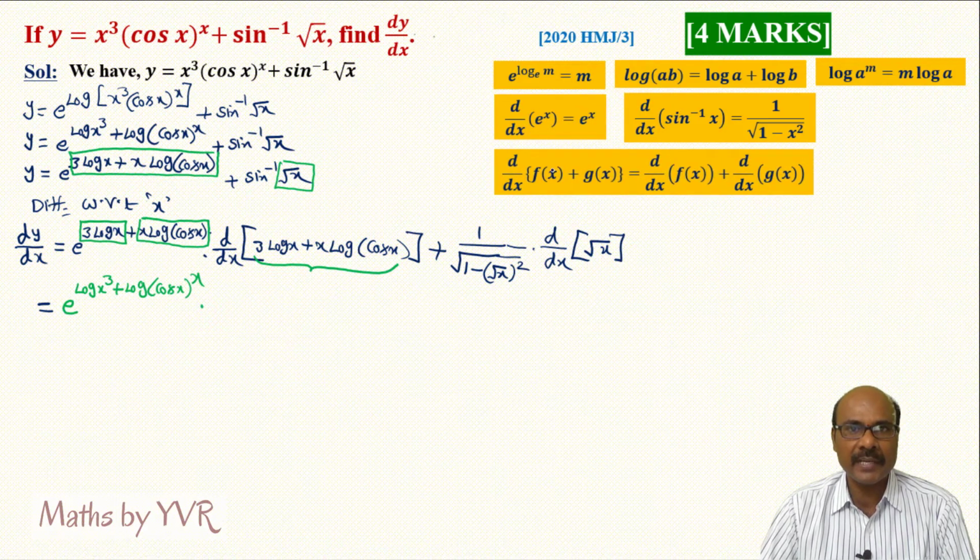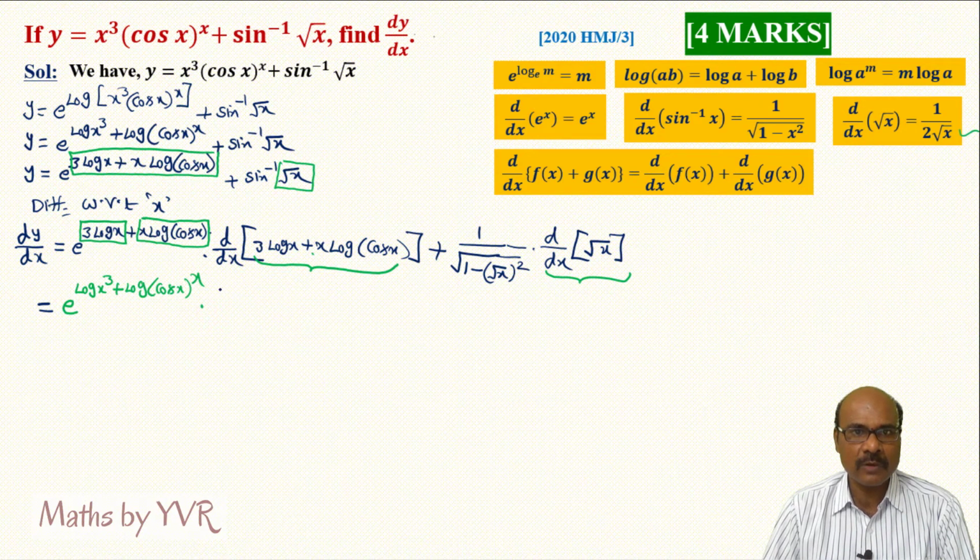So we have a property: d by dx of f of x plus g of x is equal to d by dx of f of x plus d by dx of g of x. Okay, and if you observe here, what is the derivative of root x? The derivative of root x is 1 by 2 root x. So if you apply these two formulas, then what will we get?